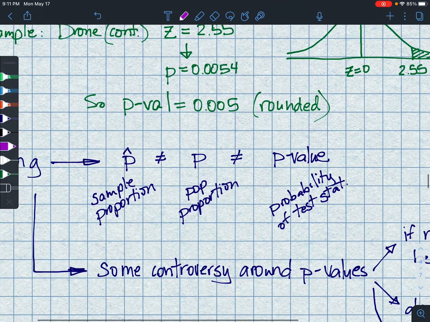Now, one word of caution, we're throwing around a lot of p's. There's p hat, which is our sample proportion. There's our true population proportion, p. And then there's our p-value, which is the probability of the test stat. And our probability of the test stat in this case is 5,000ths.